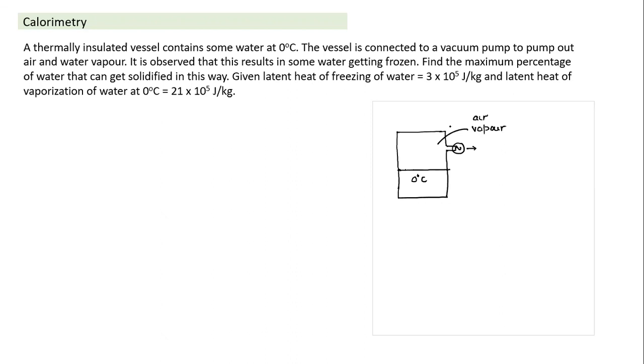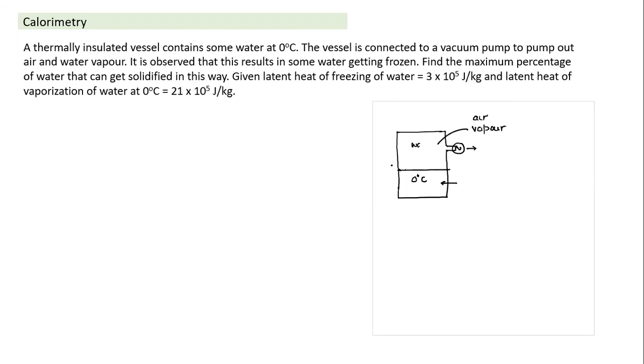The vessel is connected to a vacuum pump, which pumps out air and water vapor. It is not pumping out water, it is pumping out water vapor. Okay, so that's what it pumps out. It is observed that when we use this pump here, slowly whatever water we had at 0 degree will start turning into ice. So what we have to ask is, some water gets frozen, and we'll understand why it gets frozen, and what is the maximum percent of water that can solidify in this way.